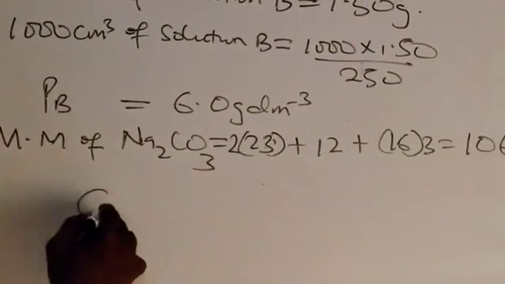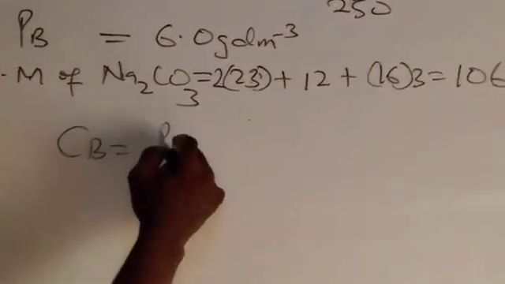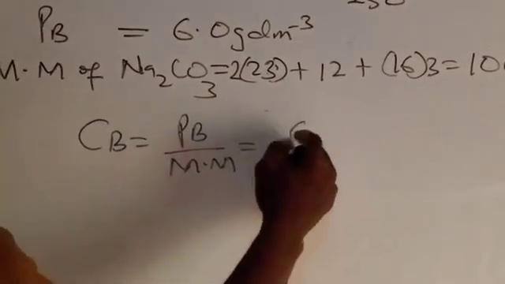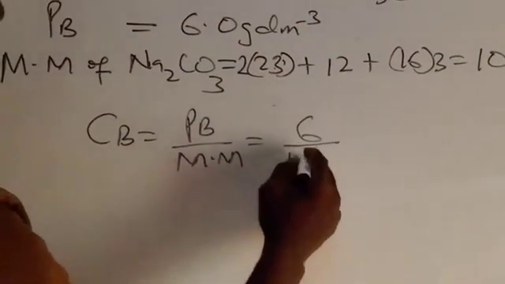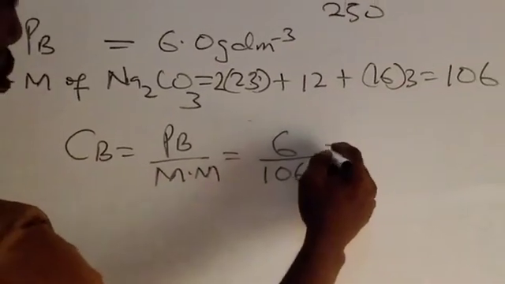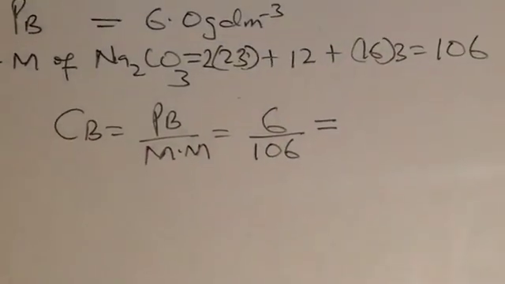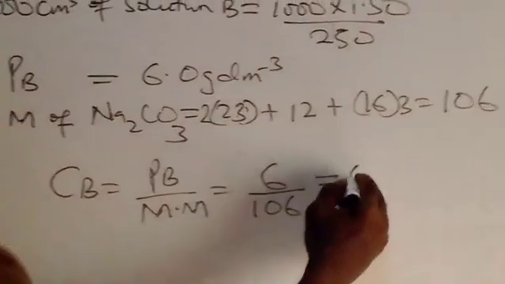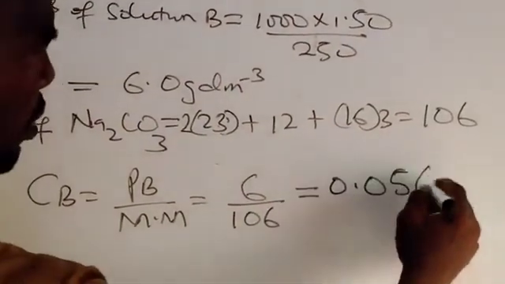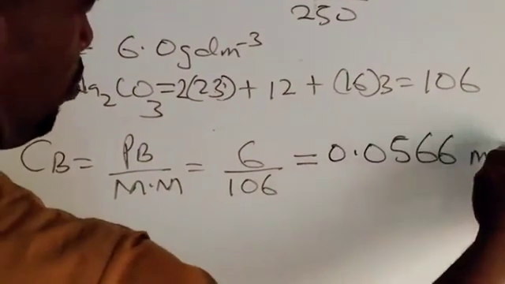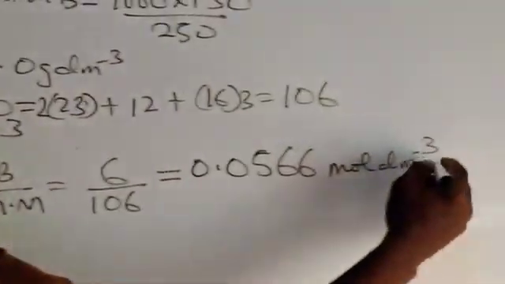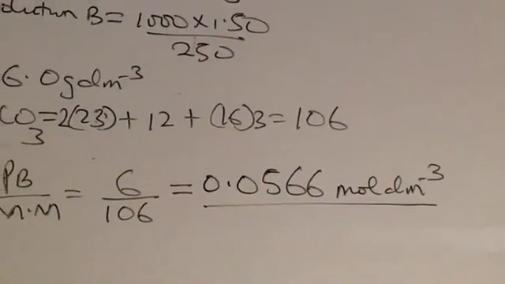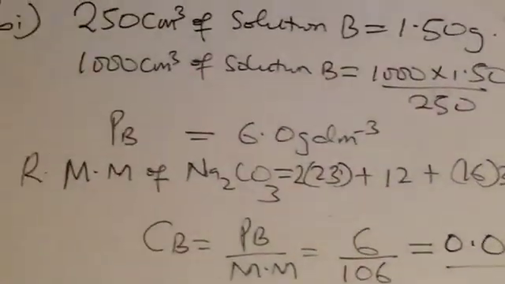So your CB becomes PB over molar mass. Our PB is 6, our molar mass is 106. So let's go to our calculator and get the final answer. When we divide, we're going to have 0.0566 mole per dm cube to 3 SF. So this is our CB. So let's go to question number II.